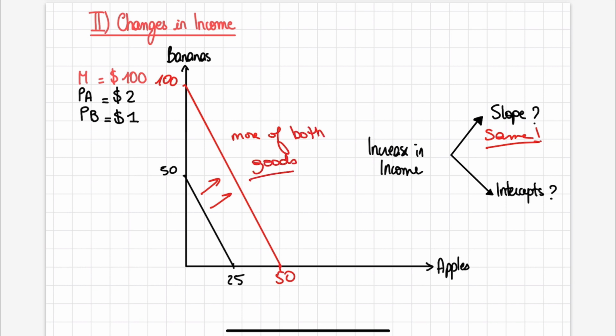So the line is just further out, representing the fact that we can now afford more of both goods with our increased income.